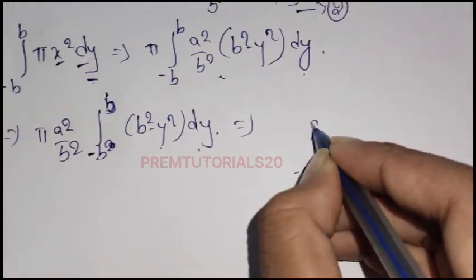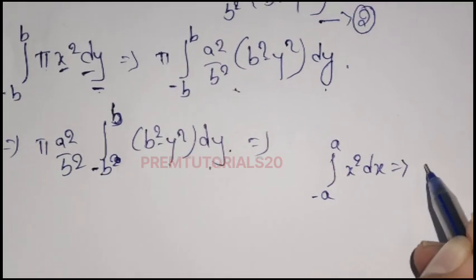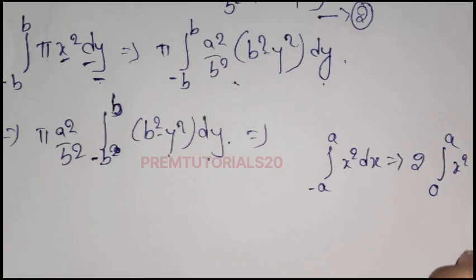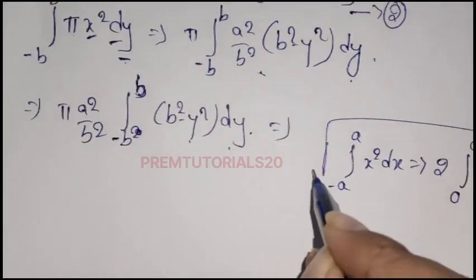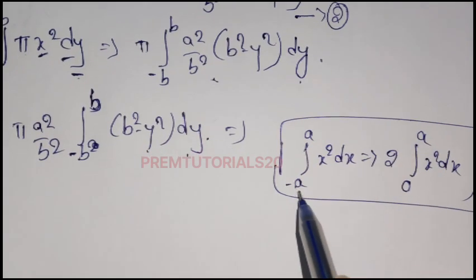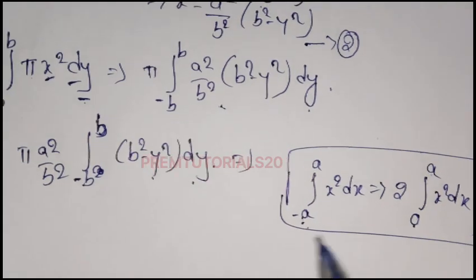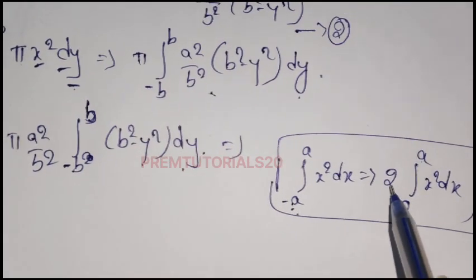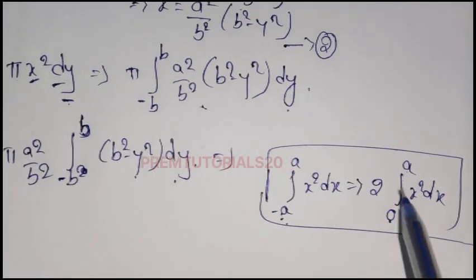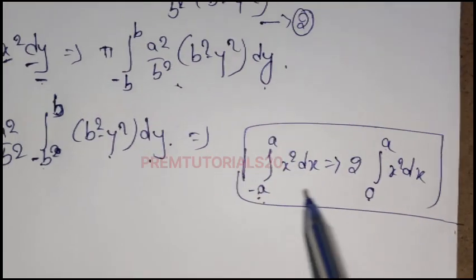integral from minus a to plus a of x square dx equals 2 times the integral from 0 to a of x square dx. That means in the place of the limits minus a to plus a, we replace minus a with 0, and plus a remains plus a. Now the 2 becomes outside of the integration. So this is the formula for when the limits are minus a to plus a.